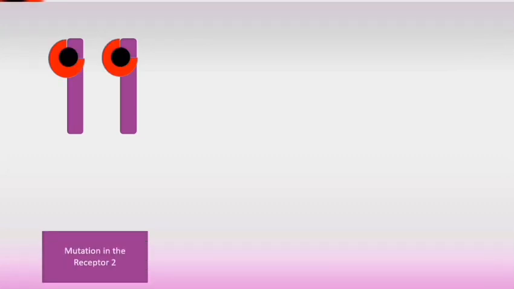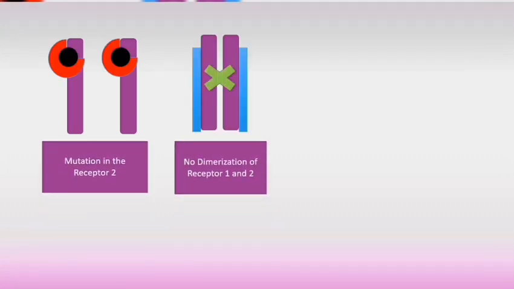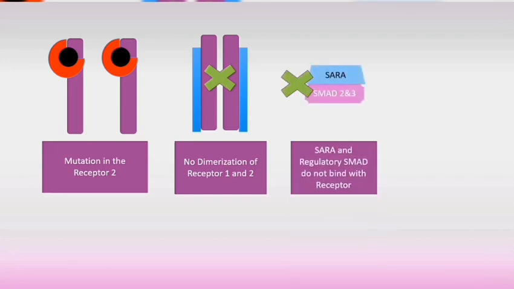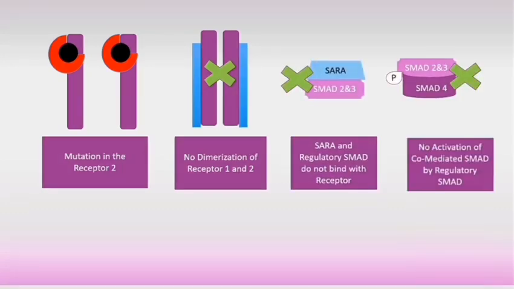In case there is a mutation at receptor 2, no attachment to ligand or dimerization takes place. Thus, SARA and SMAD will not bind to receptor, which of course means that there is no activation of co-SMAD or transcription of target gene. As a result of these events, cell proliferation occurs, apoptosis decreases, cell cycle regulation is disturbed, and consequently, tumorigenesis results.